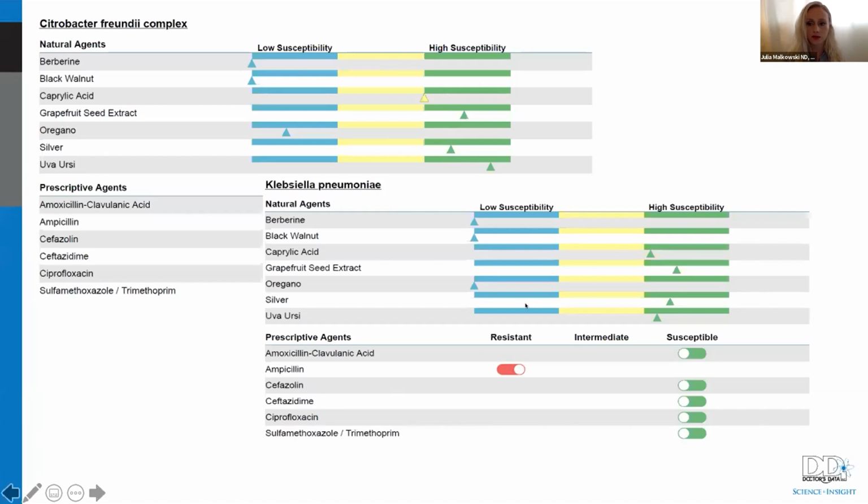Now, top 2 for these two, let's see here. We have silver, grapefruit seed, uva ursi, grapefruit seed, and silver. Uva ursi is a third here. So you could use any of those 3 together for 4 to 6 weeks.